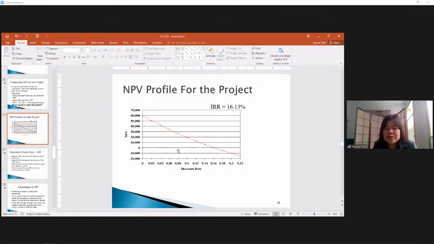NPV equals 0 at a 16.13% discount rate. So the definition of the IRR of a project is the discount rate that makes the NPV equal to 0. This slide shows the graphical illustration of this relationship among the discount rate, NPV, and IRR. Any questions so far?